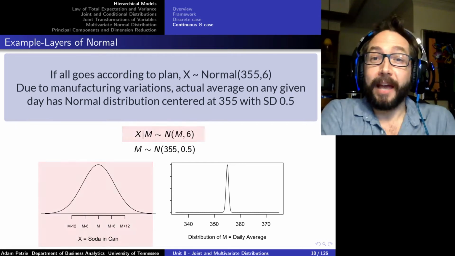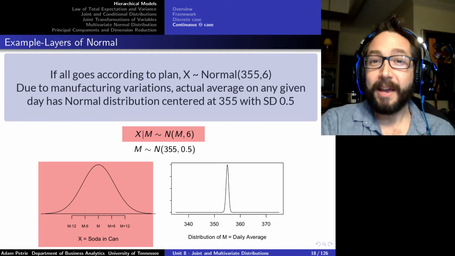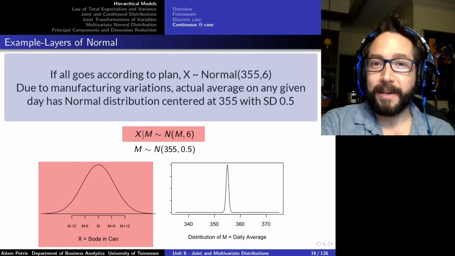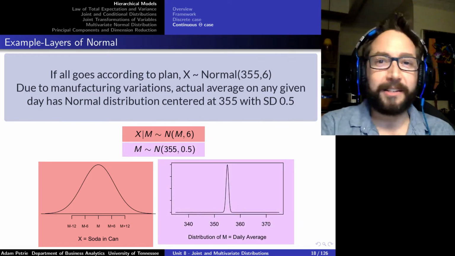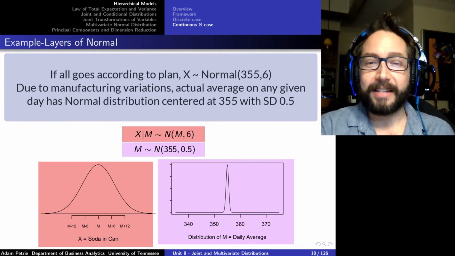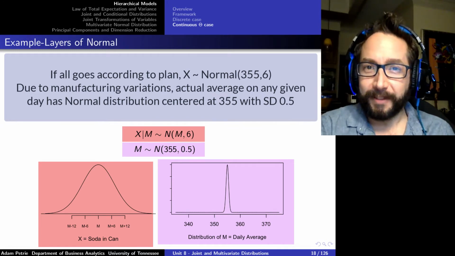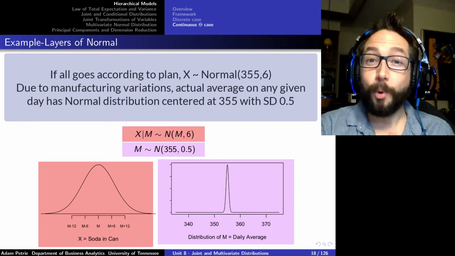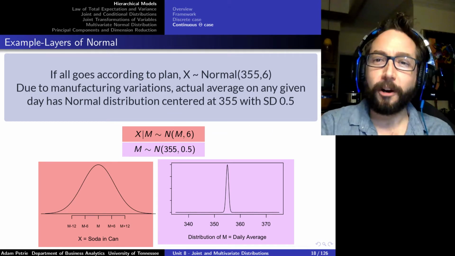X given capital M, our placeholder for the random mean of that normal distribution. The conditional distribution X given M is normal with a mean of M and a standard deviation of 6, but M itself is a random quantity, and let's say that a probability model for M, the average value for that day, is also a normal distribution with a value of 355 for the average and a standard deviation of 0.5 from day to day. So there's our hierarchy.